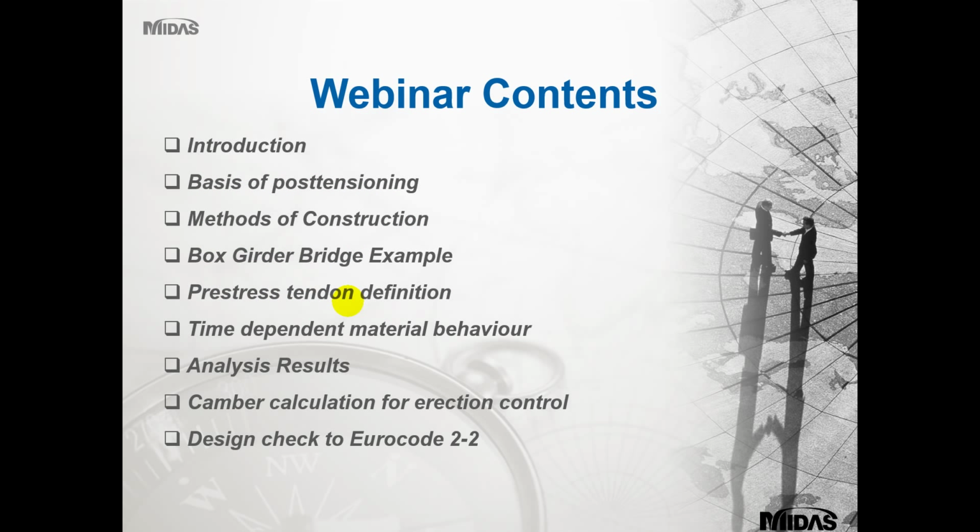So just to go through the contents. First of all, I'll give you an introduction, and then we'll go through the basics of post-tensioning, the method of construction, box girder bridge example, prestressed tendon definition, time-dependent material behaviour, analysis results, camber calculations for erection control, and the design test of Eurocode. So we have got a lot to get through. We are going to try and squeeze it into the 30 minutes, but it is likely that it's just going to slightly roll over.